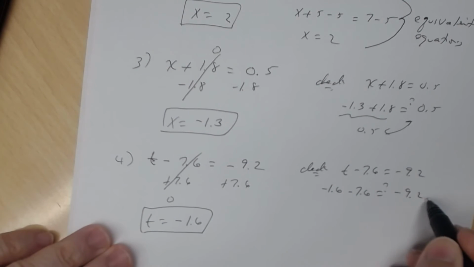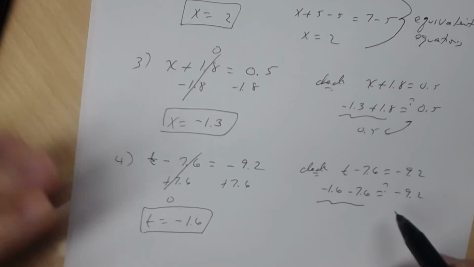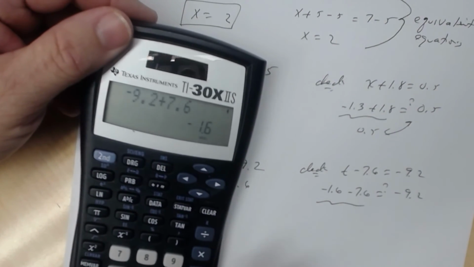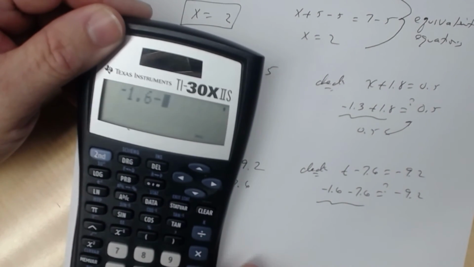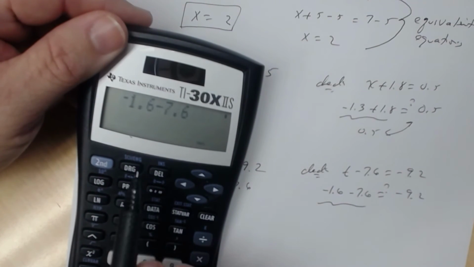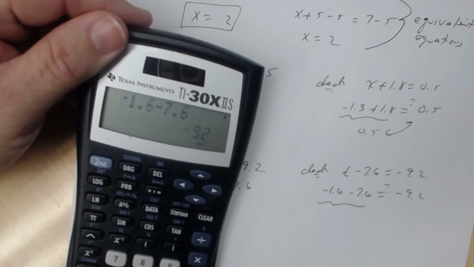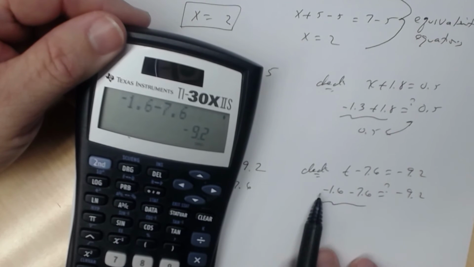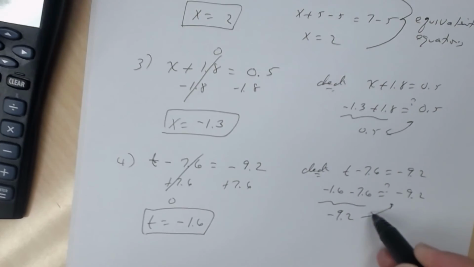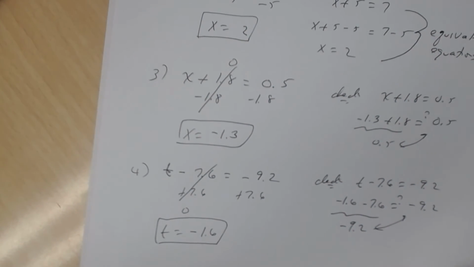So is that equal to negative 9.2? That's the question. So I'm going to say negative 1.6. So negative 1.6, subtract 7.6. Look how it looks. Negative 1.6 subtract 7.6 equal, and I get negative 9.2. And that's what I wanted. Okay, so they are equal.